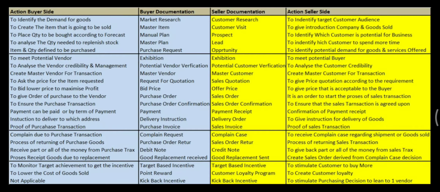Okay, guys, good morning. Yesterday, I think I've explained regarding the buyer side of a business transaction. So today, let me explain regarding the seller side of the transaction.